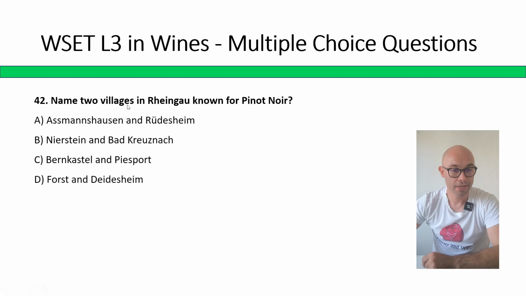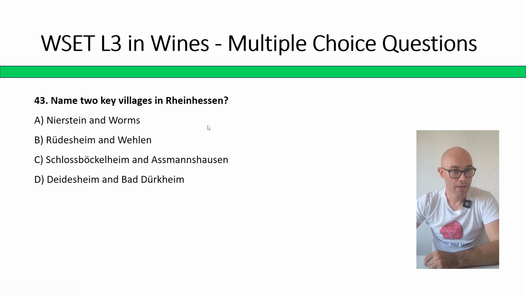Name two villages in Rheingau known for Pinot Noir. Assmannshausen and Rüdesheim, Nierstein and Bad Kreuznach, Bernkastel and Piesport, Forst and Deidesheim. The correct answer is A, Assmannshausen and Rüdesheim. Name two key villages in Rheinhessen: Nierstein and Worms, Rüdesheim, Wechlen, Schloss Böckelheim, Assmannshausen, Deidesheim and Bad Dürkheim. The correct answer is A, Nierstein and Worms.